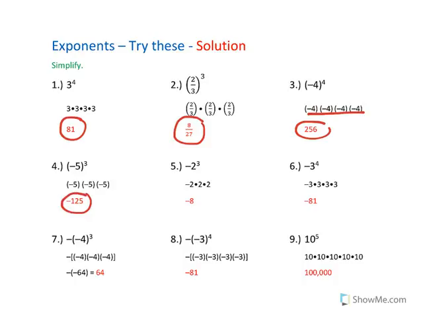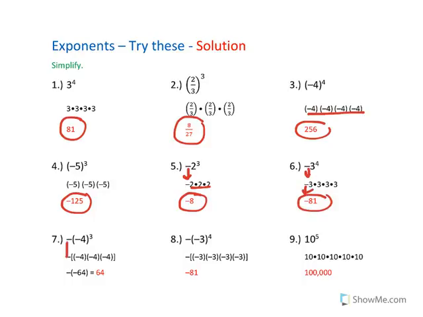This doesn't matter because 4 is even, but do it the same way. Bring down your negative. 2 times 2 times 2 times 2 is 16. Bring down your negative. Negative 16. Bring down your negative. 3 times 3 times 3 times 3 is a positive 81. Bring that negative down. Negative 81.